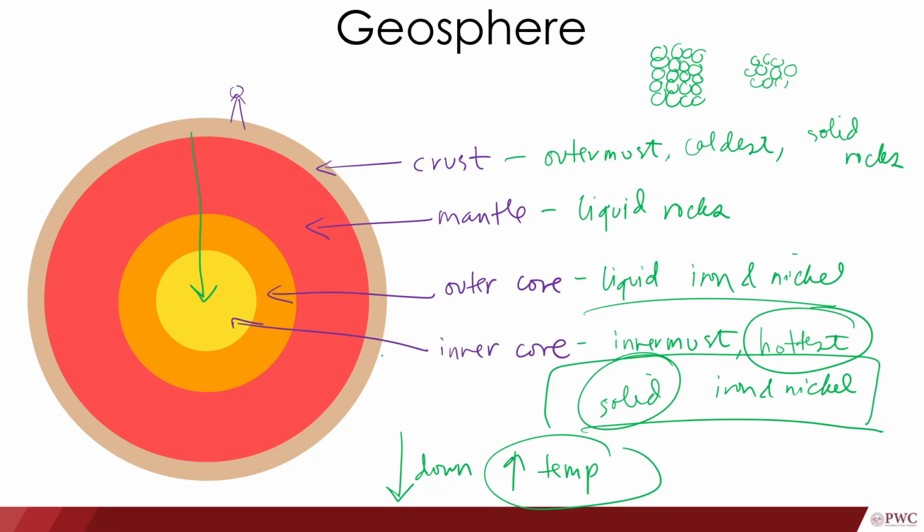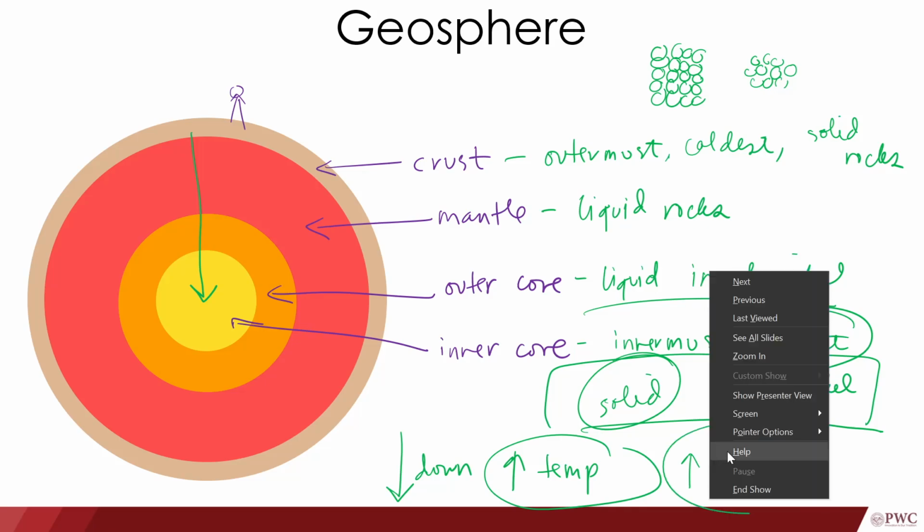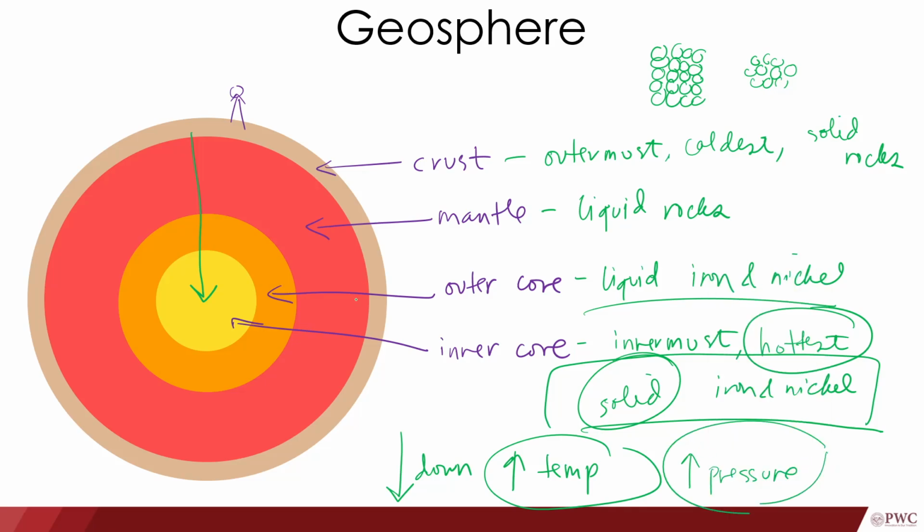As we go down, aside from the temperature going up, we also have increasing pressure. So obviously, the layer with the highest pressure would also be the inner core. And this pressure compresses the particles of the inner core so they are compacted to each other, and that's the reason why the inner core is solid, because of the intense pressure.